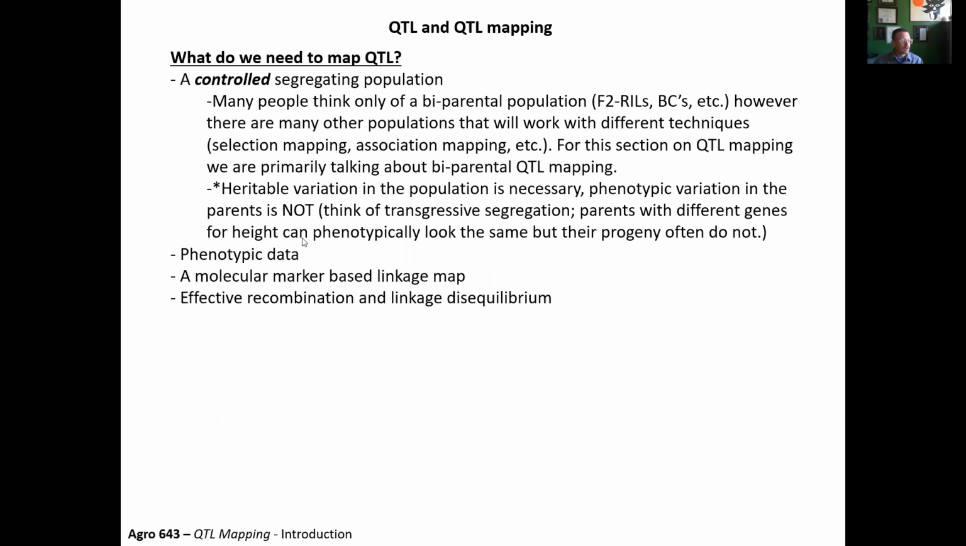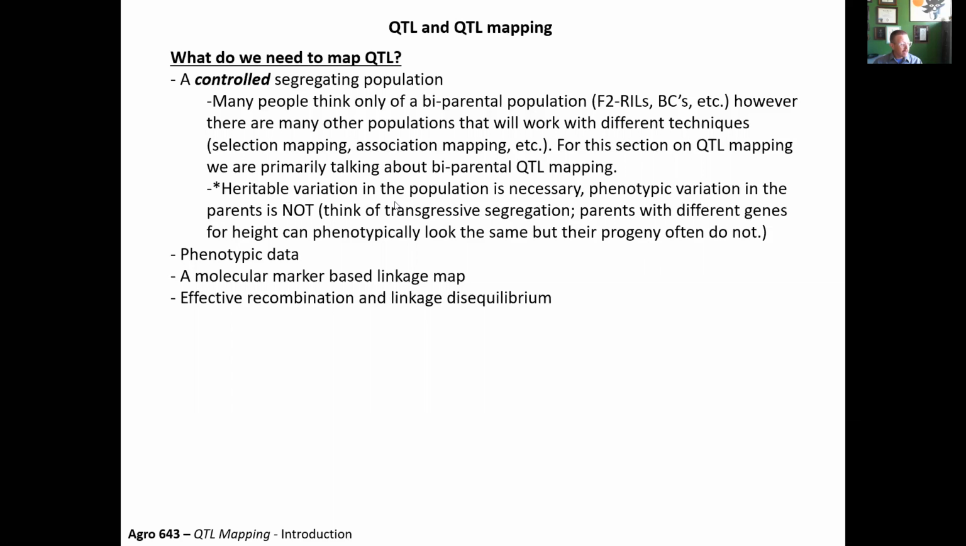What do we need to map a QTL? So we need a controlled segregating population. Biparental populations are most common, so using an F2 or recombinant inbred lines, or using a backcross population. However, there are some other populations that work with other techniques. When we start talking about association mapping or GWAS, we're talking about diverse populations. For this component of QTL mapping, we're going to talk about biparental populations.